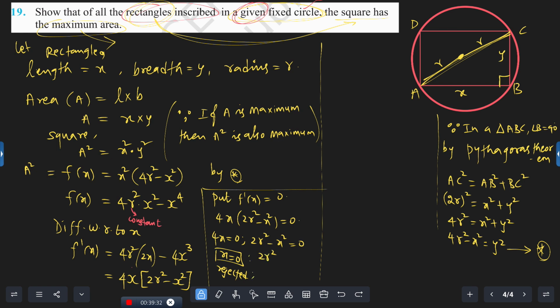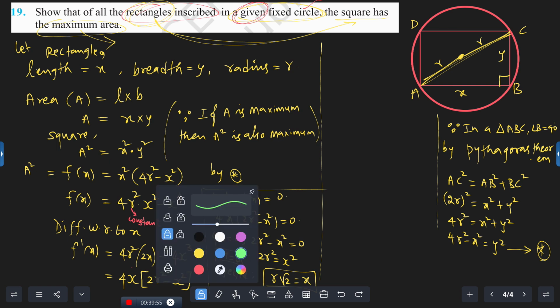Then 2 times of r square is equal to x square. When you take root, for r square just r you will be getting, and for 2 you will be getting root 2. So root 2 r is the x value. Okay, that let it be.